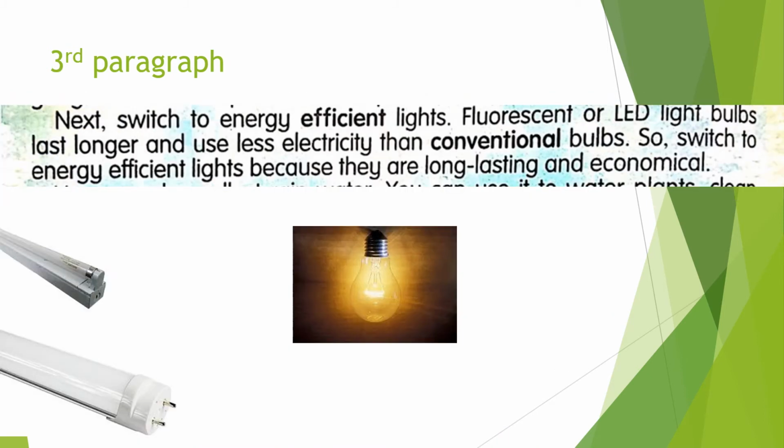Okay, third paragraph. Next, switch to energy efficient lights. Fluorescent or LED light bulbs last longer and use less electricity than conventional light bulbs. So switch to energy efficient lights because they are long lasting and economical. Kemudian gunakan energy efficient lights. Lampu yang menjimatkan tenaga. Fluorescent or LED light bulbs last longer. Why? Because fluorescent or LED light bulbs last longer, tahan lebih lama, and use less electricity than conventional bulbs. Lebih jimat elektrik. So switch to energy efficient lights because they are long lasting, tahan lama, dan economical, lagi menjimatkan.